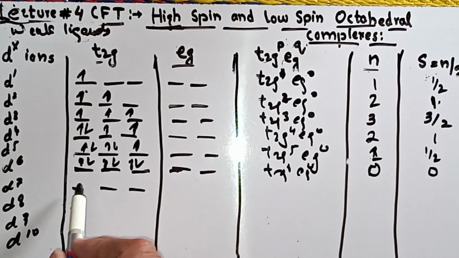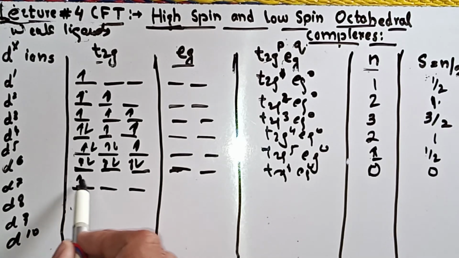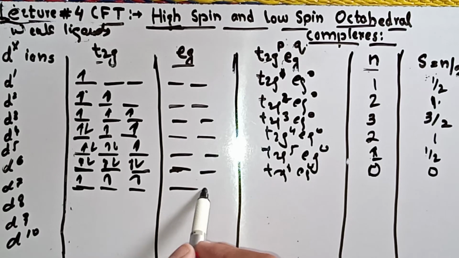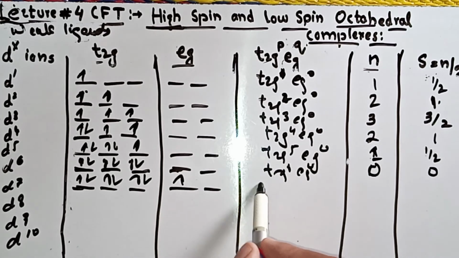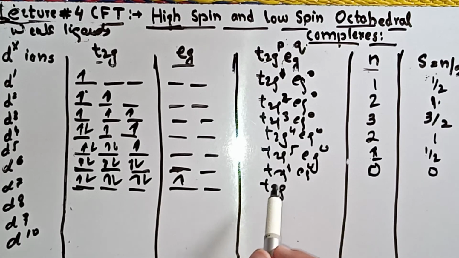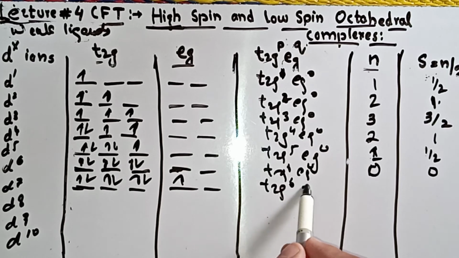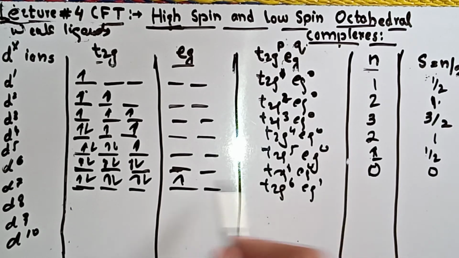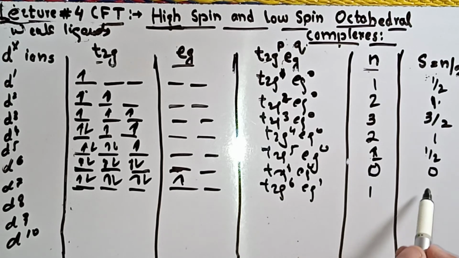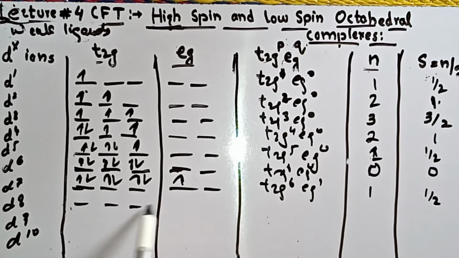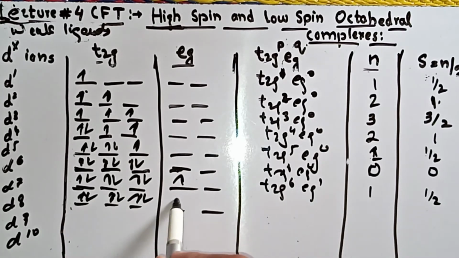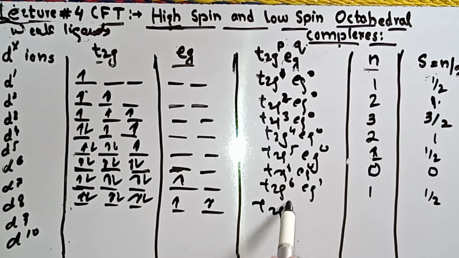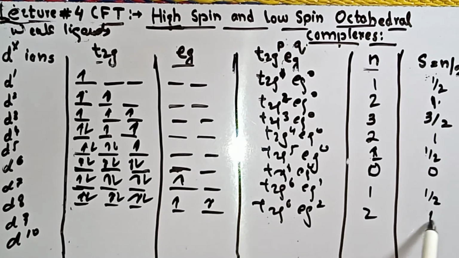In the D7 system, first the electrons will be unpaired, and then pairing will start in T2G. The remaining one electron will go into Eg. So here T2G will be 6 and Eg will be 1. So here there is 1 unpaired electron, so 1 divided by 2. In the D8 system, first unpairing occurs, after that pairing will occur, and the remaining 2 electrons will go like that. So T2G 6, Eg has 2 electrons, so there are 2 unpaired electrons, so 2 divided by 2 is equal to 1.